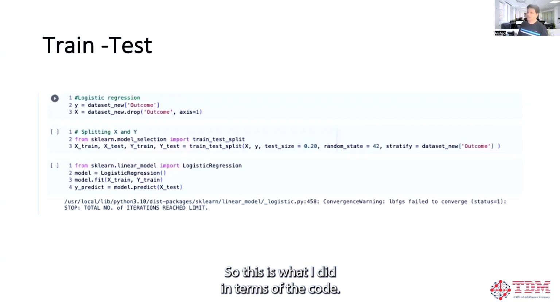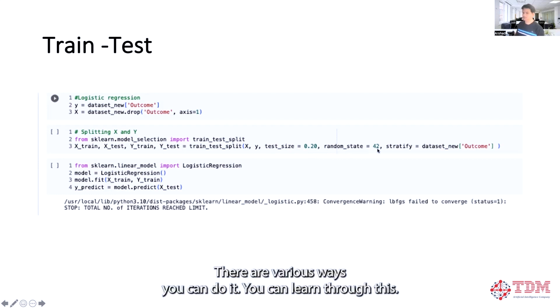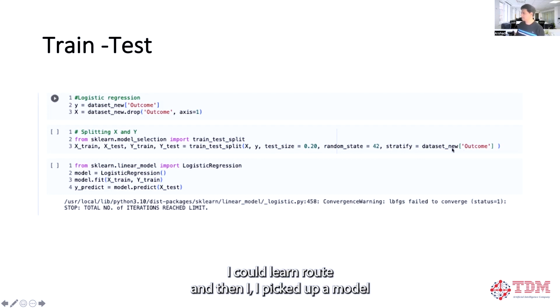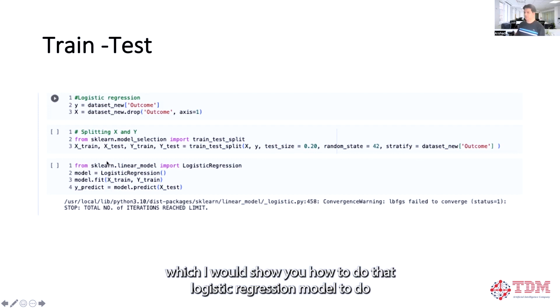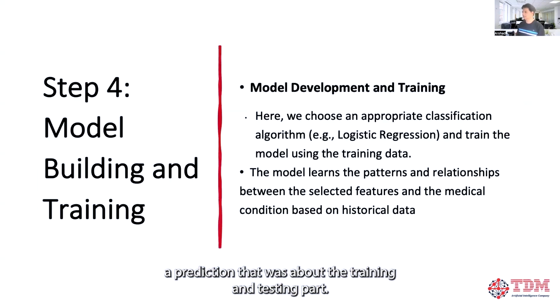So this is what I did in terms of the code. It may not be very visible to you. This is how you do the split: you use 0.2, which is an 80% training split, and a random state is defined. There are various ways you can do it; you can learn through the scikit-learn library. And then I picked a model, which I will show you how to do. A logistic regression model to do a prediction. That was about the training and testing part.